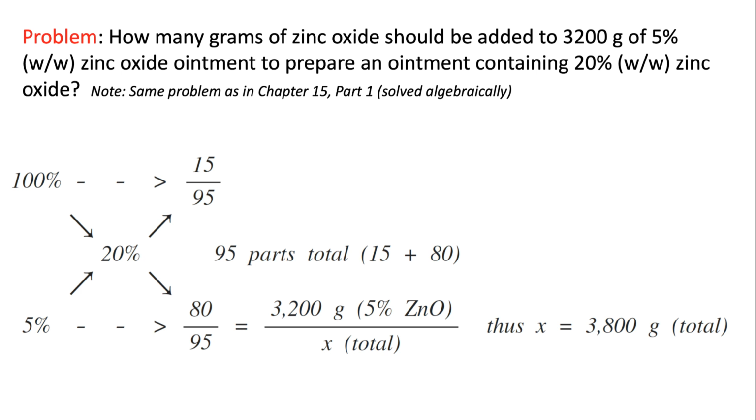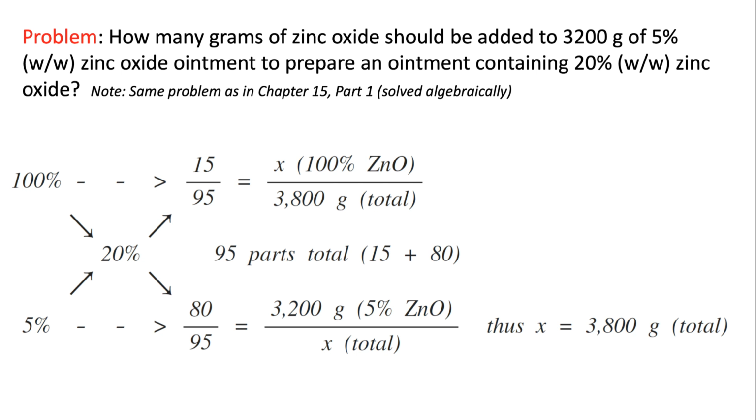And remember, X equals the total amount of weight of our final product, okay? Of which 3,200 grams was going to be 5% zinc oxide, and the difference we need to solve for still is going to be the amount of zinc oxide powder we add. Now that we know the total, though, that the 95 parts is equivalent to 3,800 grams, we can go back up to our proportion for the 100%, which said that 15 parts out of 95 needed to be pure zinc oxide powder. So let's set that equal to some X, known as zinc oxide powder, over the total that we just solved for. We know that the 95 parts is equivalent to 3,800 grams.